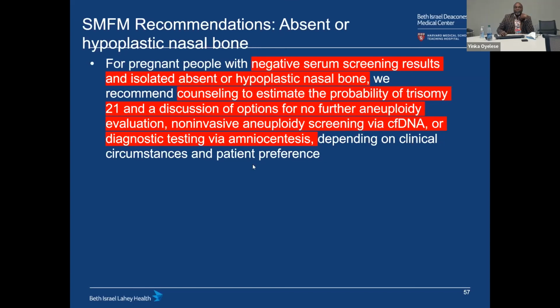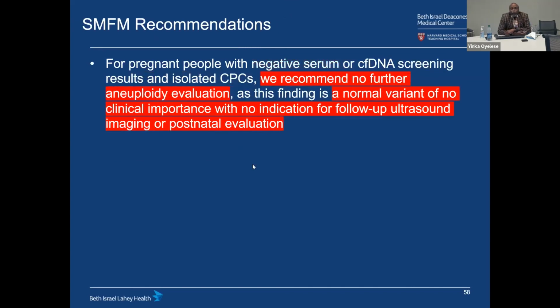For choroid plexus cysts, we recommend no further aneuploidy evaluation, as this finding is a normal variant of no clinical importance with no indication for follow-up ultrasound imaging or postnatal evaluation. So please, when you see choroid plexus cysts, the patient does not need to come back to see whether they have disappeared. They always disappear. They are a normal variant. They have no importance whatsoever.